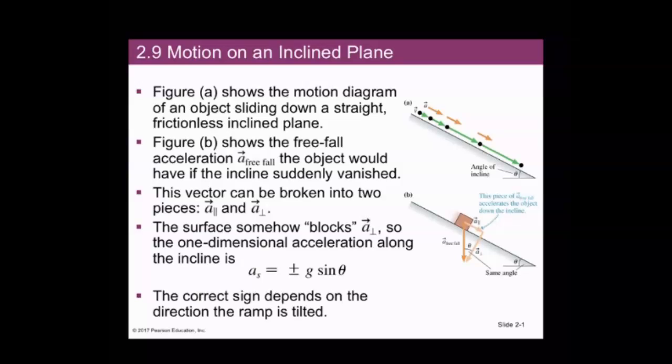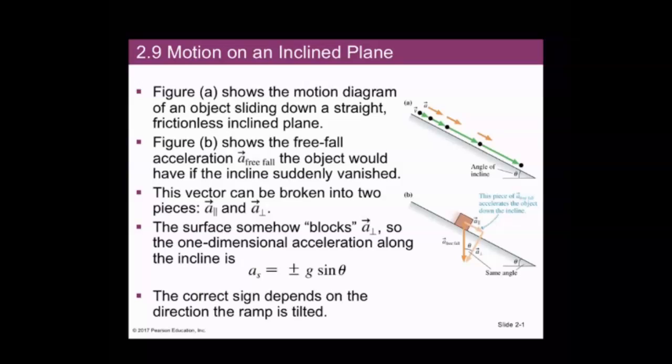The surface somehow blocks the perpendicular component, so the one-dimensional acceleration along the incline is given by a sub s, where a is the acceleration in the s direction, equal to plus or minus g times the sine of theta.